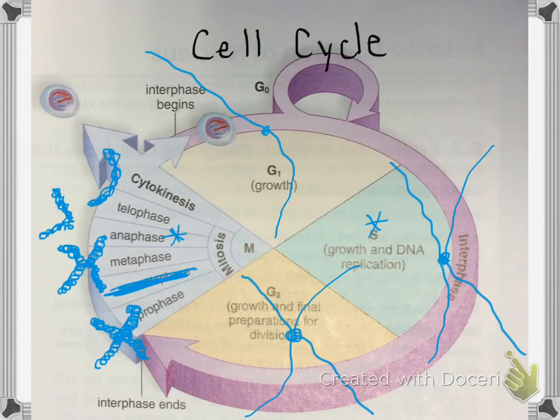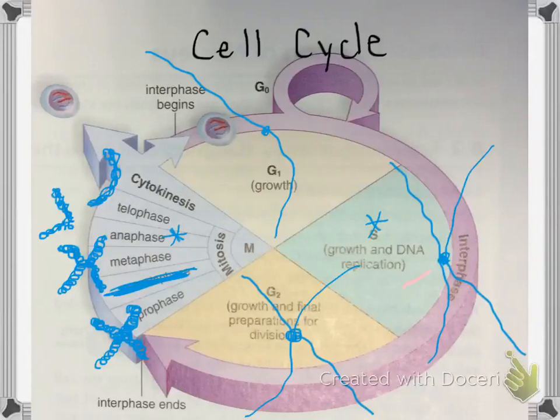So check out my cell cycle again. It's the same cell cycle I had before, but I drew chromatin and chromosomes on it. Go check it out. Start at G1. Everybody look at G1. I would say my chromatin is single-sided there. Single-sided.